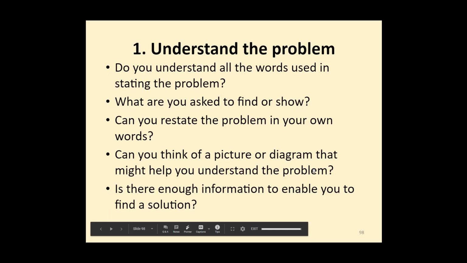So the first step is, did you understand the problem? Asking students, do you understand all the words in the problem? What are you asked to find or show? Can you restate the problem in your own words? I've seen teachers do this a lot. You'll see this when teachers are asking students to underline key terms. They're looking for students to make sense of the scenario so that they can begin to solve the problem.